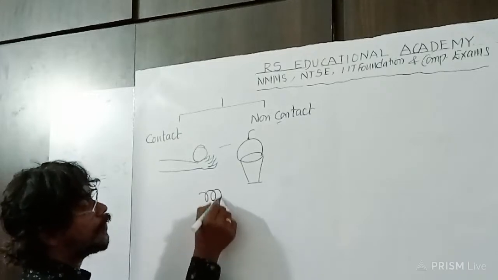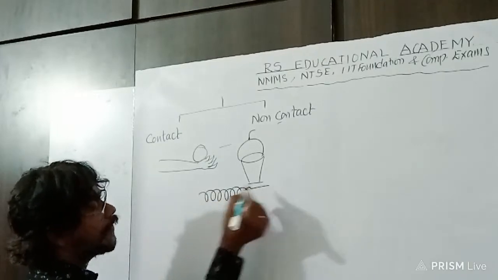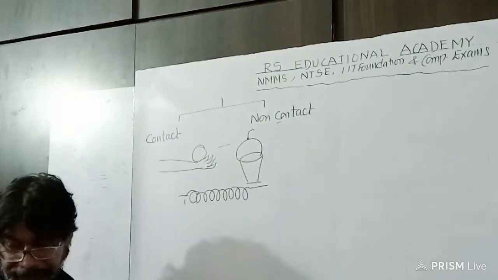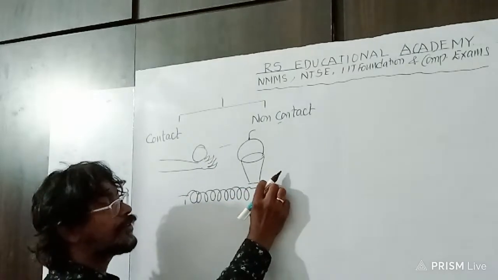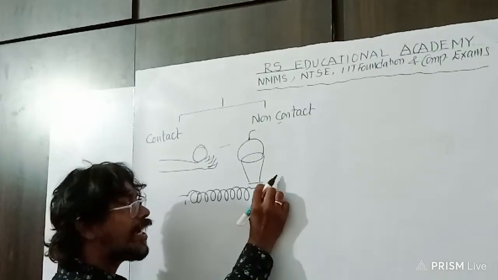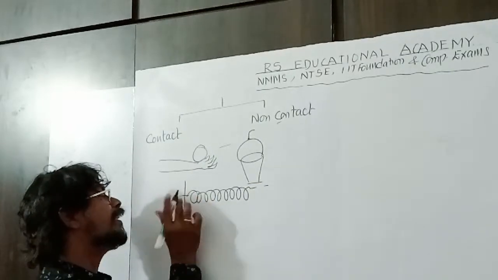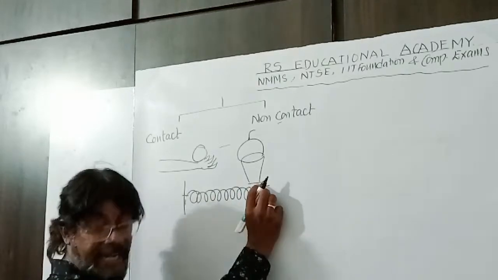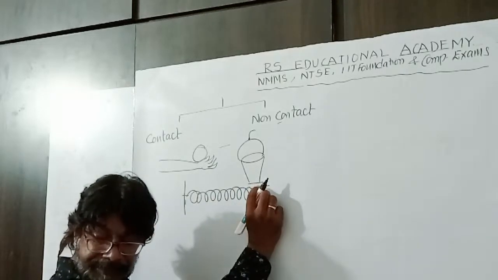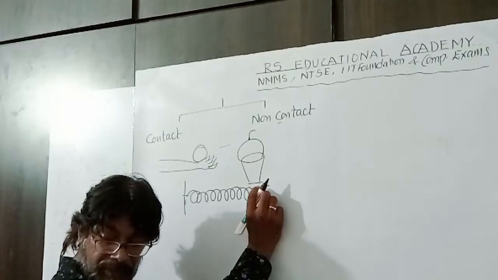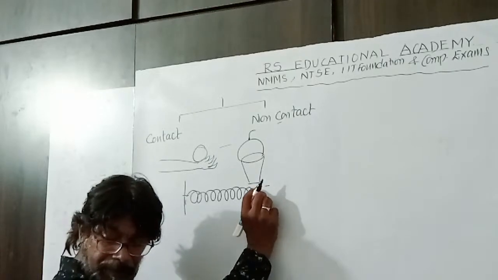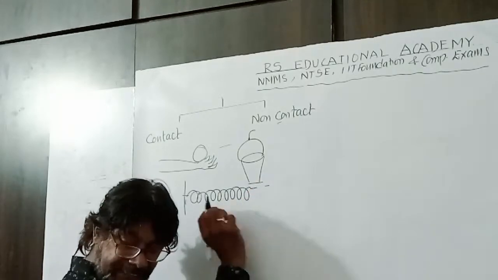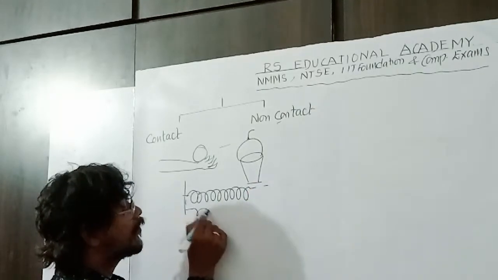Suppose there is a spring. To extend a spring, we directly contact one end of it. Suppose one end is attached to the wall, and the other end is held with fingers. If you pull it, it extends like this.